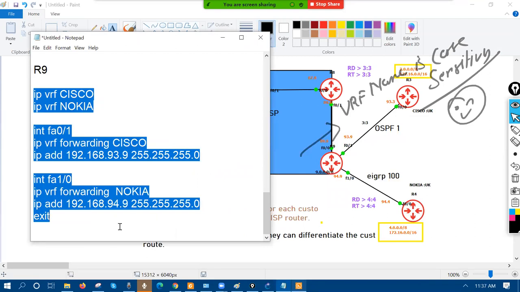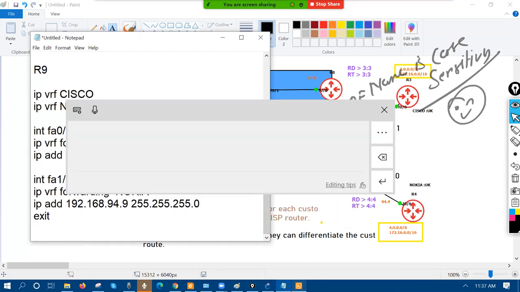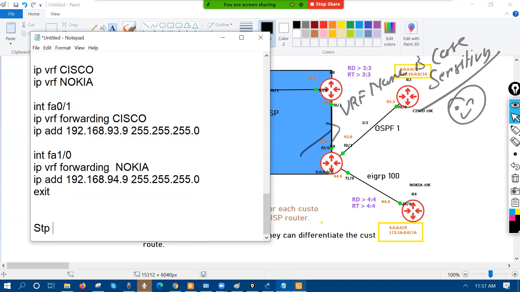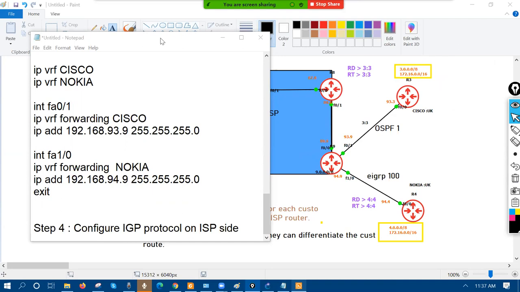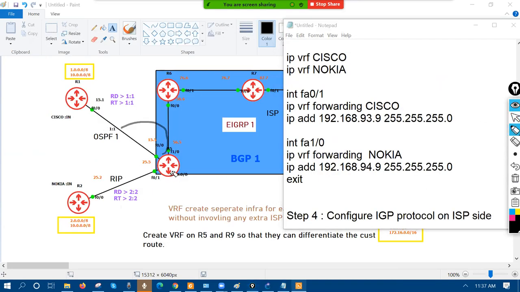Once we have done with the VRF part, now let's go for the step number, configure IGP protocol. So right now, according to the diagram, which protocol happens to be enabled on this side? On the VRF, OSPF one, this side, RIP one, right?